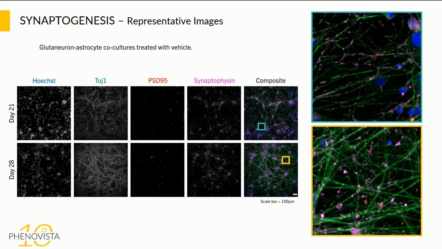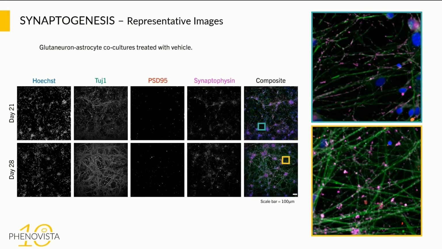And here's our palette 2, so our synaptogenesis palette. Hoechst for nuclei. The second column would be our neurites. And then the 2, PSD95 and synaptophysin, the post and presynaptic markers. And then we have blowups here on the far right to really zoom in on what we're working with.